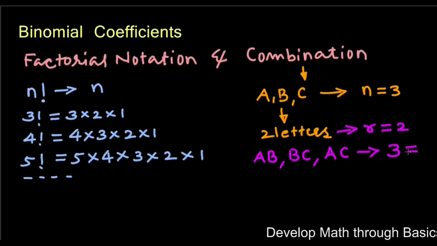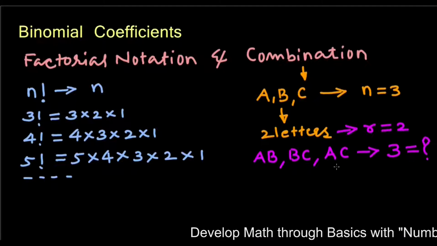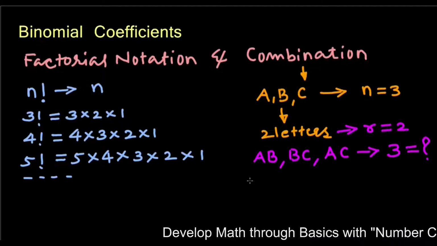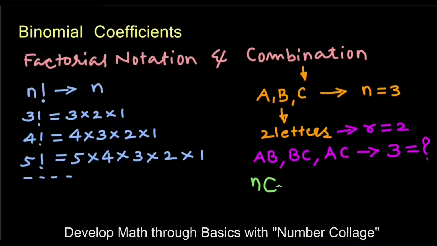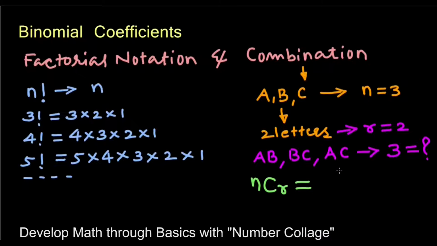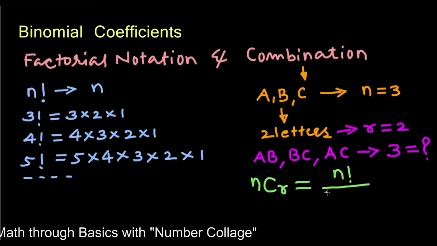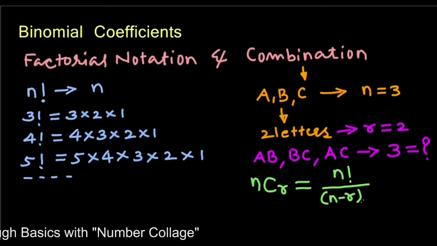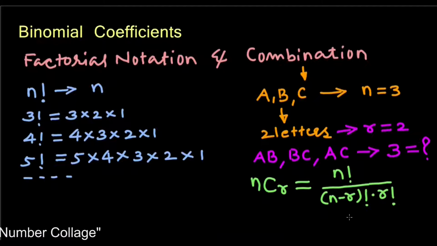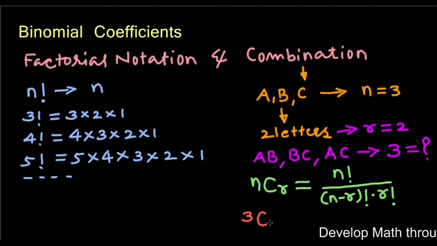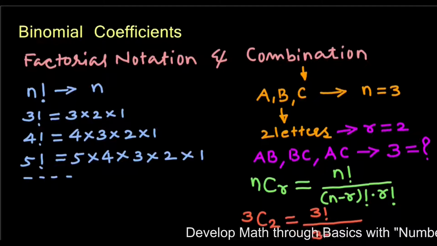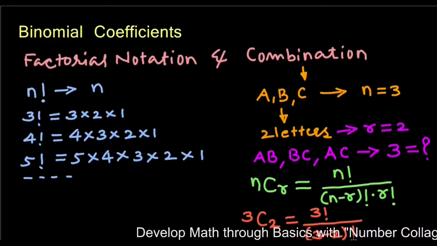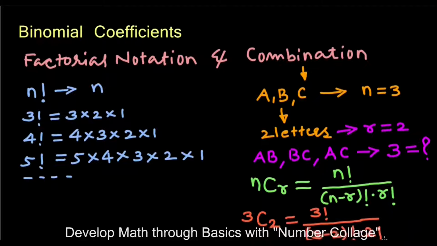Then how can we calculate these 3? We can calculate these combinations by a combination formula nCr, which is given as n factorial upon n minus r factorial into r factorial. The formula in this case will become 3C2, which will be 3 factorial upon 3 minus 2 factorial into 2 factorial.